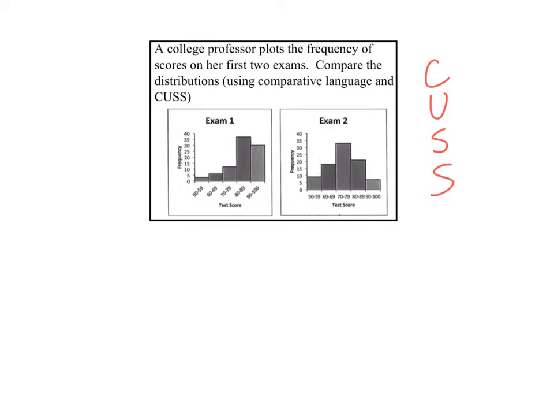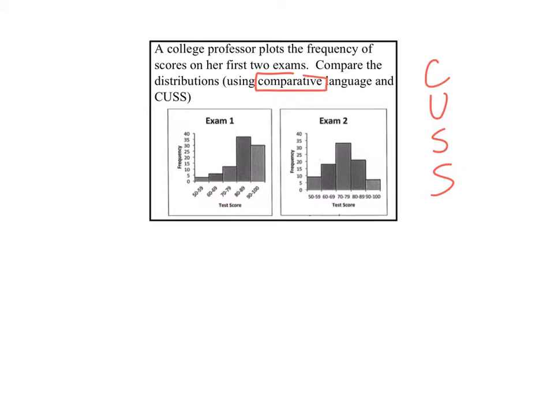comparative language. So here's what I mean by that. And really we're going to kind of talk about this rather than maybe write it all down. Comparative means what you can't do here is give a list. You can't say, well, on exam one, the center is here, the spread is this, the shape is this, and here's what's unusual. You really want to do almost 4 sentences, one for the center, one for unusual, one for spread, one for shape, that actually compares the two to each other.